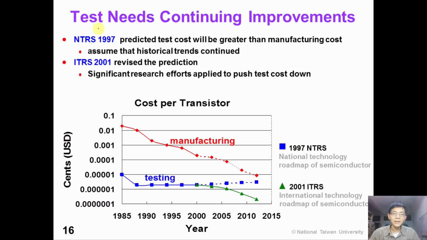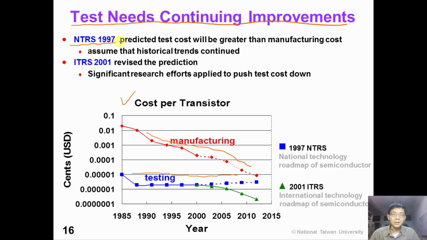If you think testing is a very old technique, then you are wrong. To test modern designs, we need to improve our test techniques all the time. Here is an example. This figure shows the manufacturing cost per transistor. As we can see, the manufacturing costs keep reducing along the years. However, the blue curve here shows the testing cost per transistor. It remains quite flat over the years.